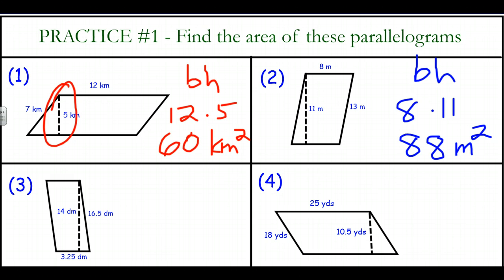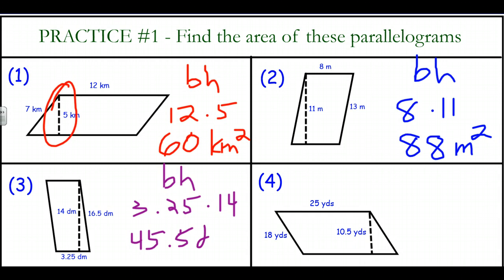For number three, base times height. The base is 3.25. The height is 14. And so when we multiply 3.25 by 14, we end up with an area for that parallelogram of 45.5 square decimeters.